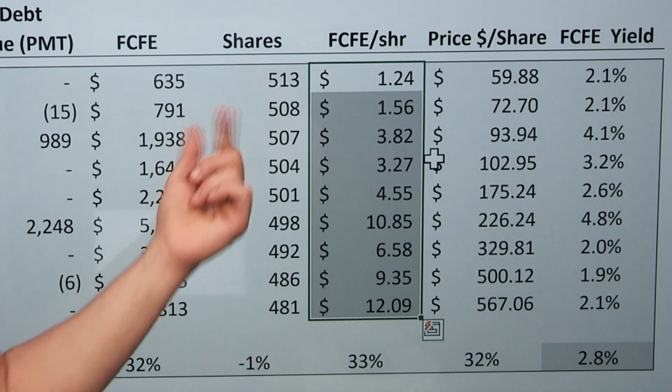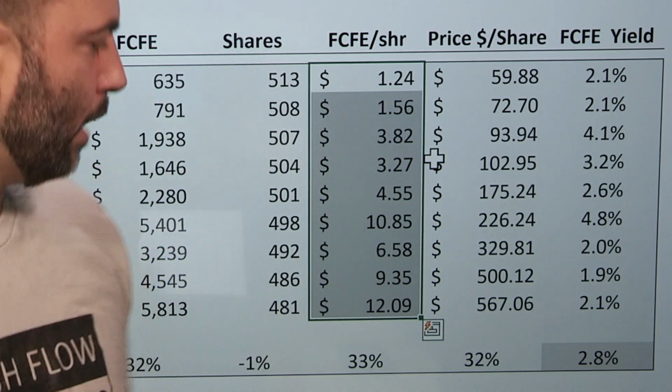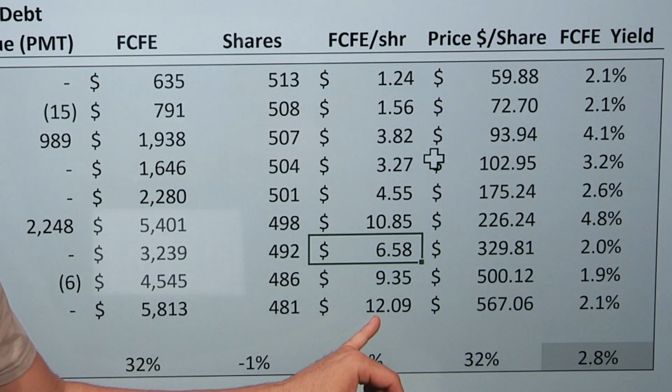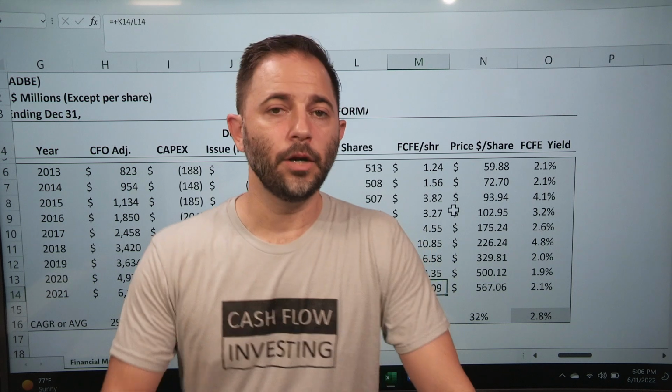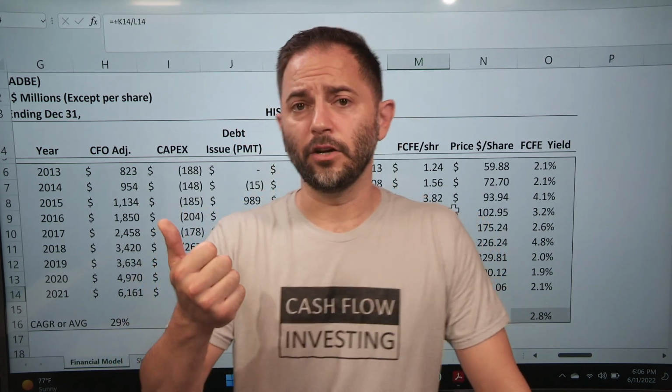Cash flow per share. So I'm just dividing these two. Now what I can do is look into the market and say, well, this business last year made about $12 in free cash flow. Now, what do they choose to do? They can pay a dividend. They could buy back shares.